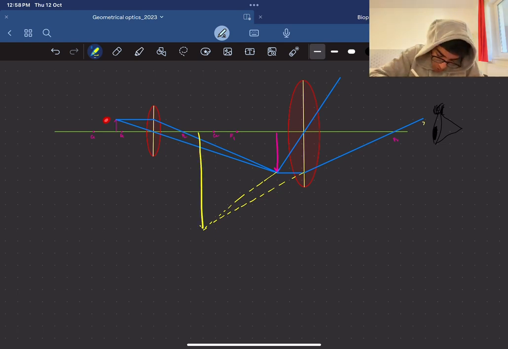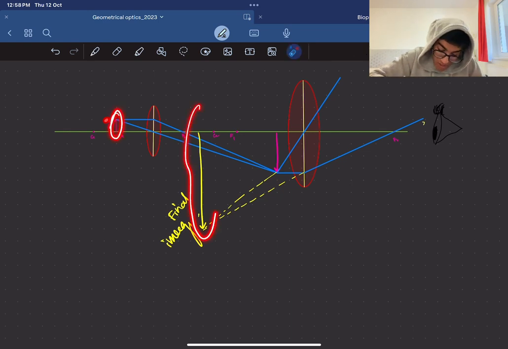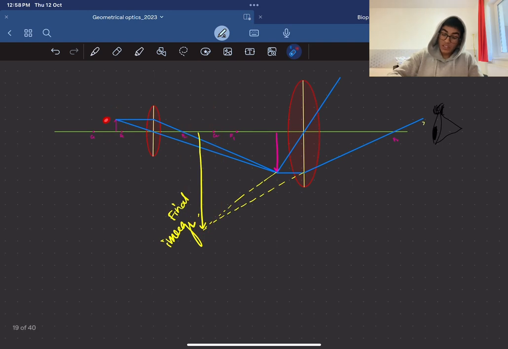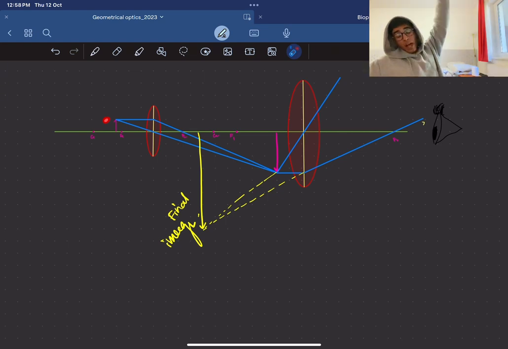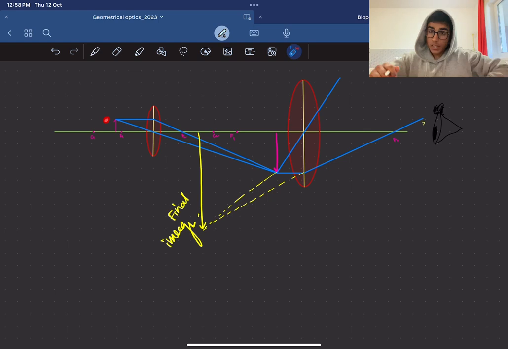You get this huge image. Okay? This is our final image. You can see, when compared to the actual object, this you think is huge, because it magnifies not once, but twice. Okay? So, this is how a simple light microscope works. So, I hope you guys just understood what I'm trying to say.